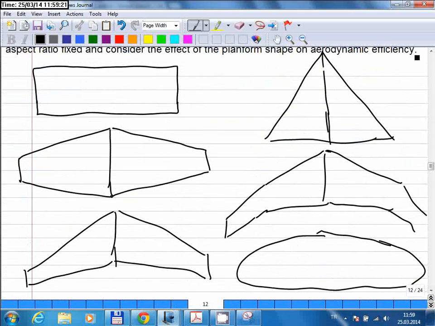Somehow we need to be able to compare these wings, the performances of these wings. So we know that they all will have different K values. So this will be K1, K3, K4, and K6.